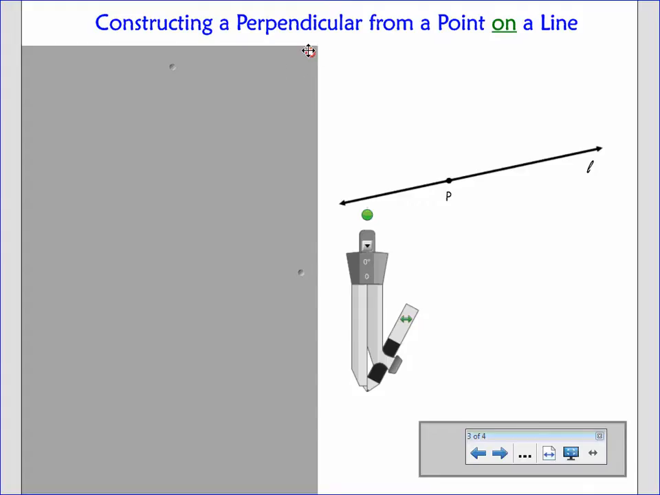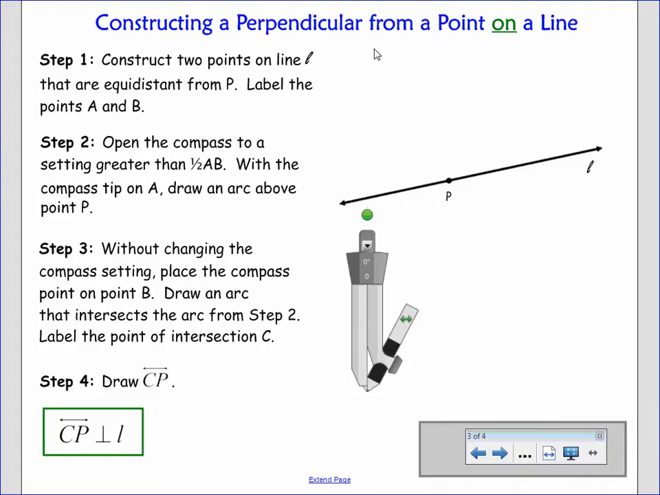Alright, so here's the steps. Let's start going through them. So first I need to find points equidistant to P. I can do this by getting parts of a semicircle.